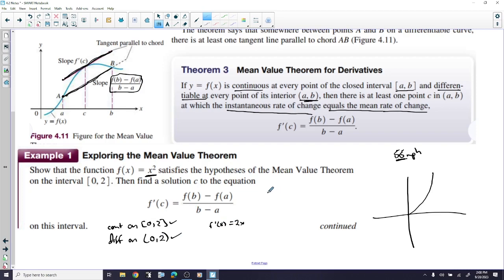Now we're going to find out where f prime of c is equal to f of b minus f of a over b minus a. F of 2 would be 4 minus f of 0, which is 0, over 2 minus 0. Now we want to know where 2c, or the derivative, is equal to 2, and that's at 1. So here's the slope of the secant line. There's the secant line, and the tangent line that's parallel to the secant line is at x equals 1.